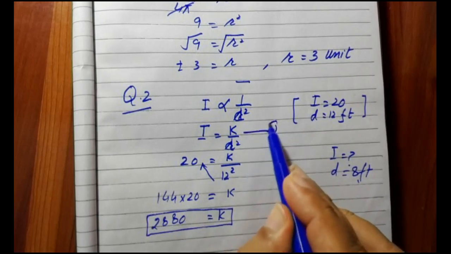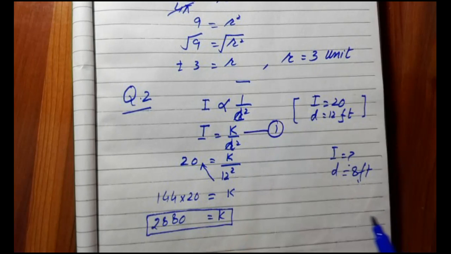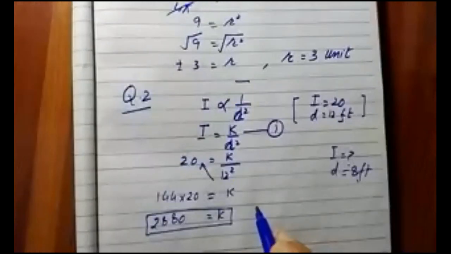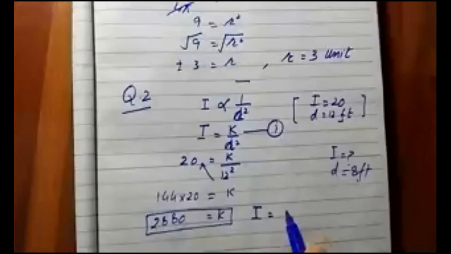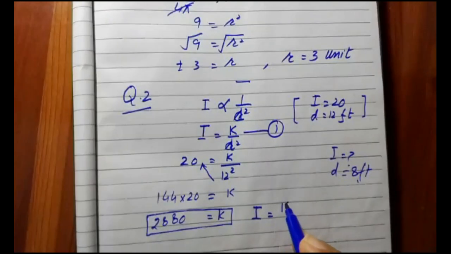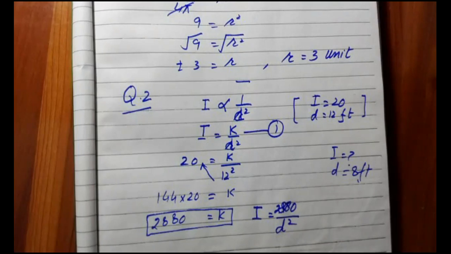Once you put it, the formula that is connecting intensity of light and the distance will become like this one. So we are writing the value of k, that is 2880 divided by d square. I have written 2, rather this is question number 4, I think, yes. So we are working with question number 4 and we are provided another set of values.